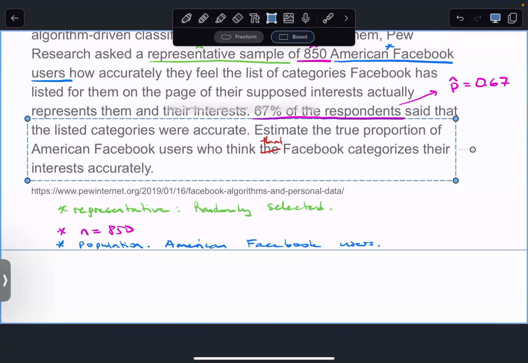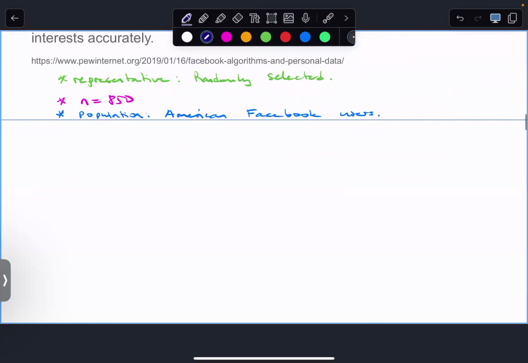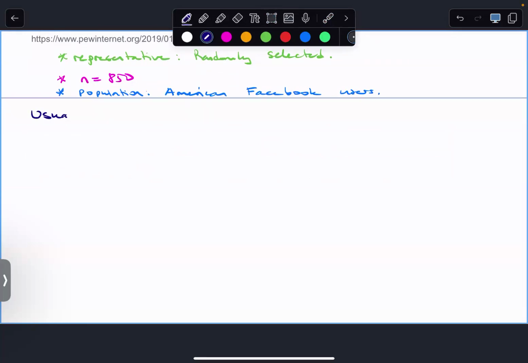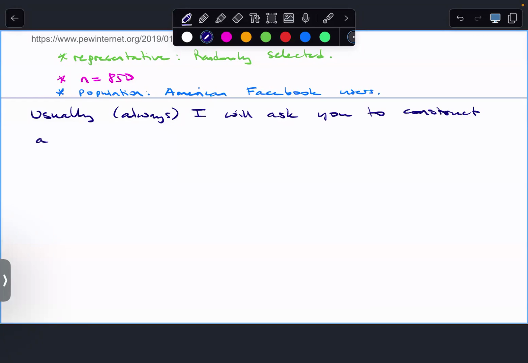If I just copy this, I would say usually, fine, always, when I ask a question, I'm going to ask you to construct a confidence interval explicitly. Okay, so I want to show you what that looks like. And so usually, well, always in our case, I will ask you to construct a confidence interval, which I'm going to pretty quickly abbreviate to CI because it's annoying to write out, explicitly.